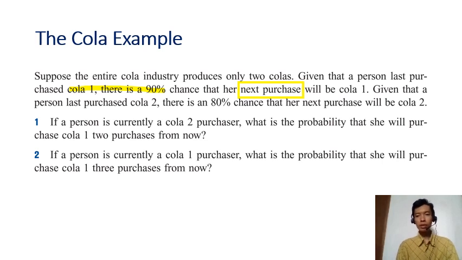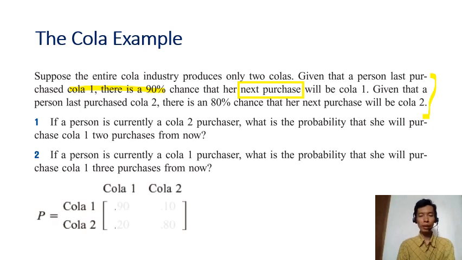Based on this information, you should be able to define the transition probability, which describes the transitioning from one state to the other state in just one step. So 90% chance this person will buy cola 1 again. However, if a person last purchased cola 2, there's an 80% chance that her next purchase will be cola 2 as well. All this information may be described using this transition probability matrix.